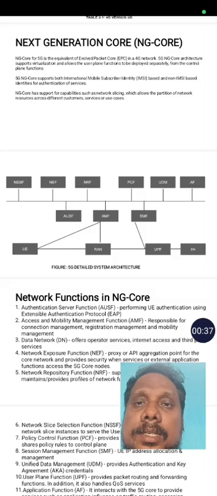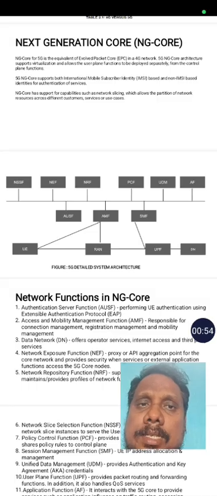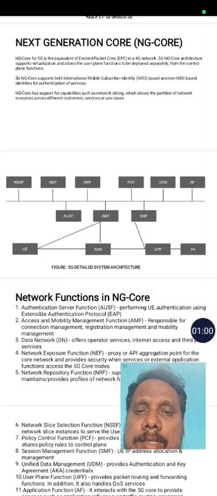5G NG core architecture supports virtualization and allows the user plane functions to be deployed separately from the control plane functions. So it supports both the international mobile subscriber identity, that is IMSI, based, and non-IMSI based identities for authentication of services. So this NG core has the following detailed system architecture.